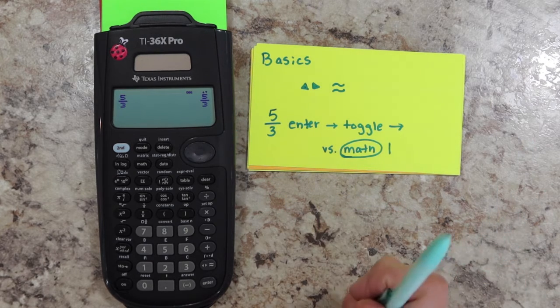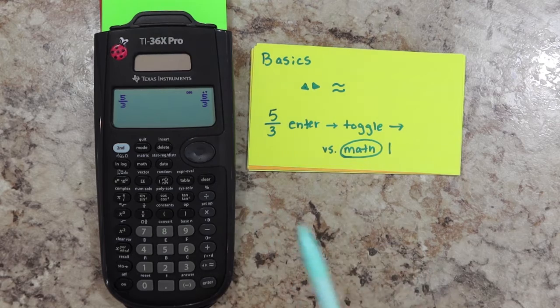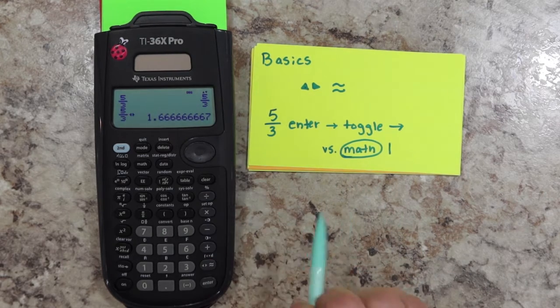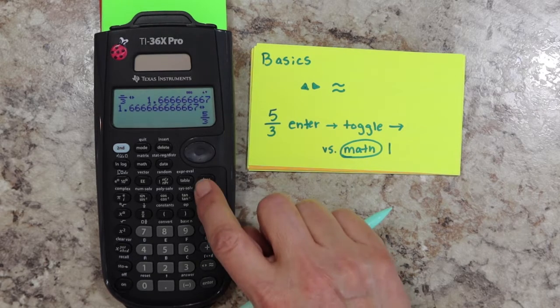which is an excellent way to check your fraction. If you're not sure that it's in lowest terms, put it in here, enter it, and if it stays the same, it's lowest terms. But if I hit this button, it changes it to a decimal. I can also go back and forth, depending on what I need.